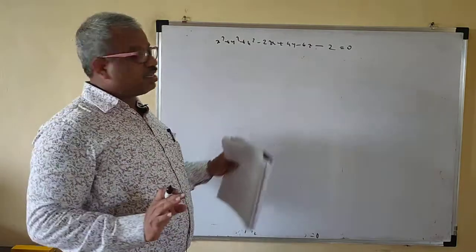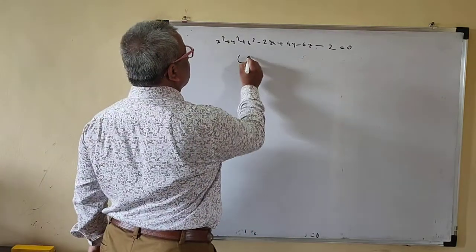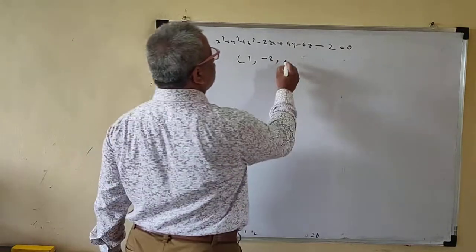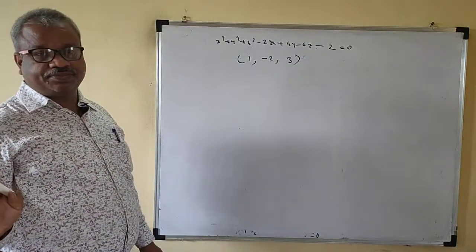Now you want to find the center. Just multiply by minus half: this is 1. Multiply by minus half, this is minus 2. Multiply by minus half, this is 3. This is the center.